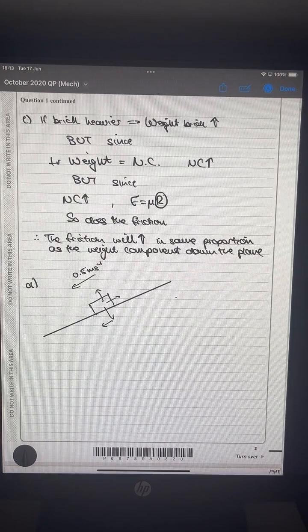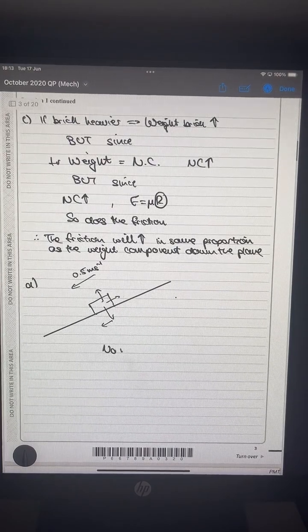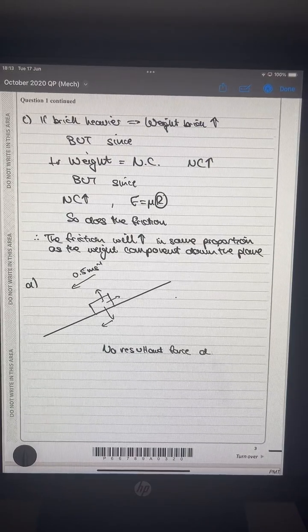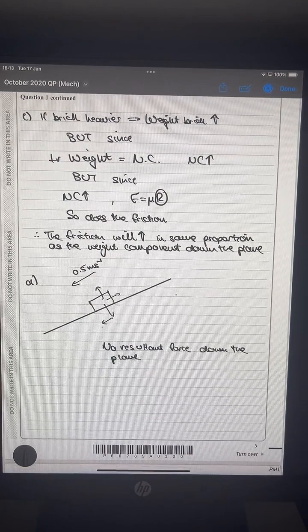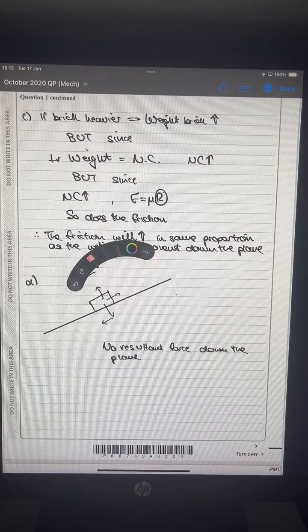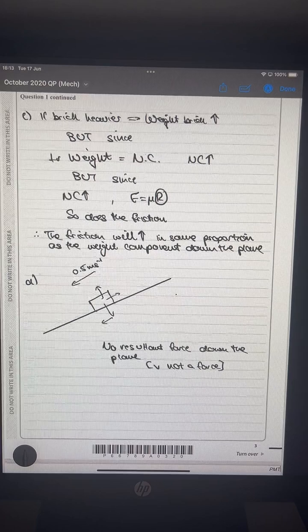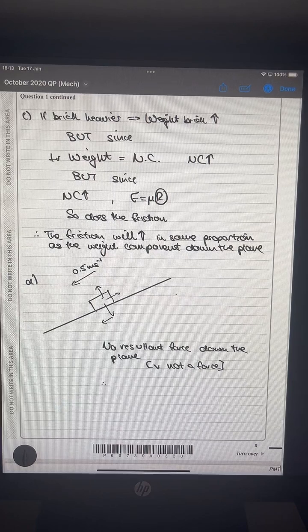So you can see here that there is no resultant force down the plane. Why? Because this force and this force are still balanced, from the previous parts of the question. And the velocity is not a force. It does not have a force causing it. It has just been projected initially. Therefore, if you've got no force, you have no acceleration because F equals ma.